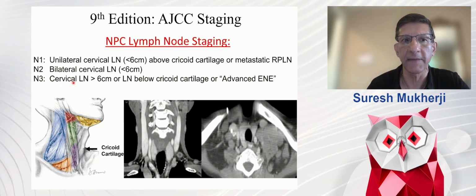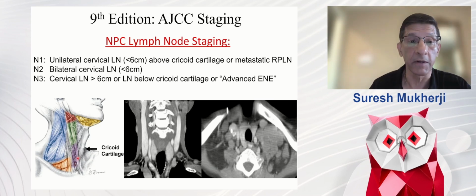Now, the N3 disease are going to be cervical lymph nodes that are greater than 6 centimeters or lymph nodes that are below the cricoid cartilage. Now, in the old days, we used to say that there were lymph nodes involving the level 4 and the supraclavicular lymph nodes, but it was really hard to separate out the bottom part of 5, the bottom part of 4, and the supraclavicular nodes. So what the AJCC did in the 8th edition is that any nodal disease below the cricoid cartilage is considered N3 disease, and it's really made life a lot easier for us.